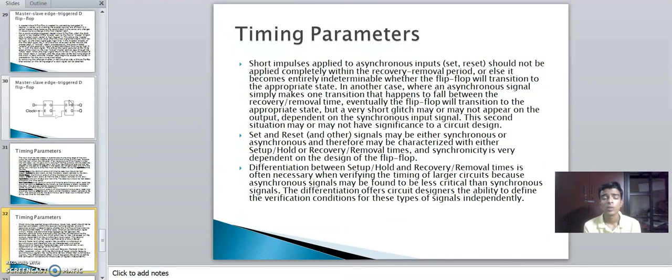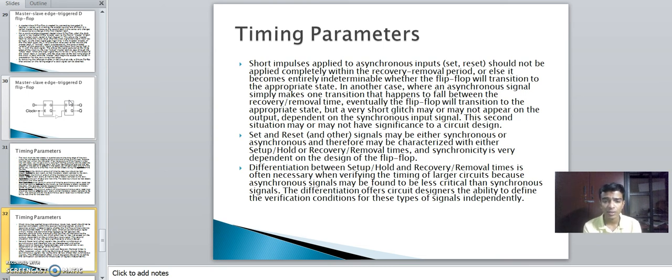Timing parameters again. Short impulses applied to asynchronous inputs, set and reset, should not be applied completely within the recovery removal period, or else it becomes entirely indeterminable whether the flip-flop will transition to the appropriate state. In another case, where an asynchronous signal simply makes one transition that happens to fall between the recovery removal time, eventually the flip-flop will transition to the appropriate state, but a very short glitch may or may not appear on the output, depending on the synchronous input signal. This second situation may or may not have significance to a circuit design.